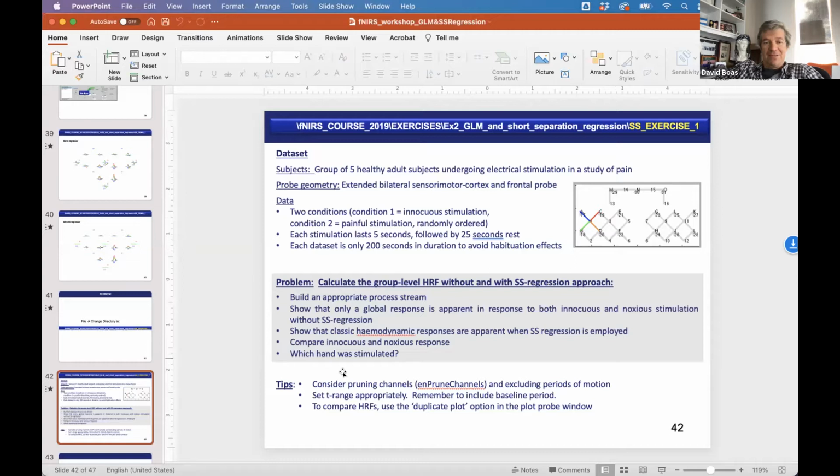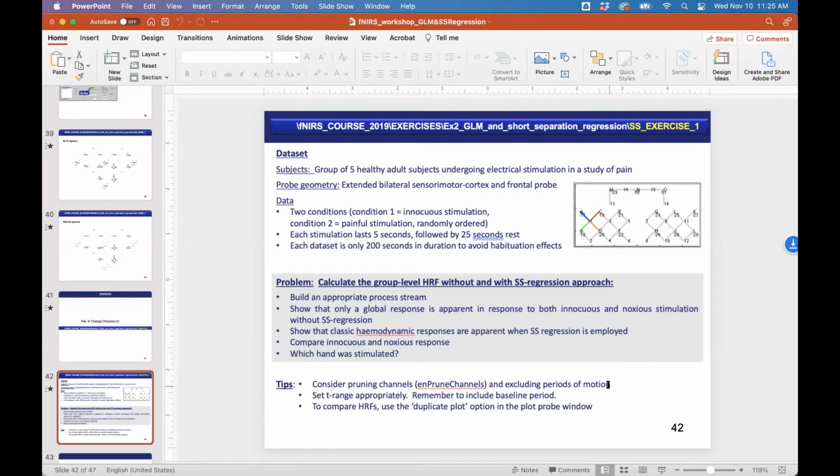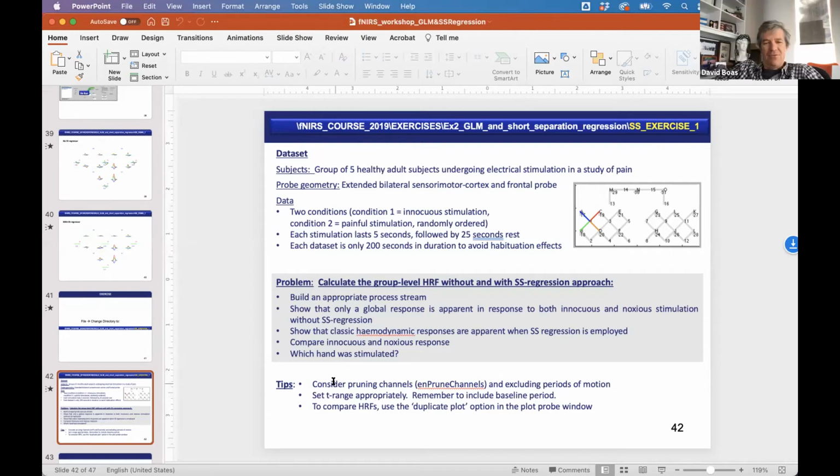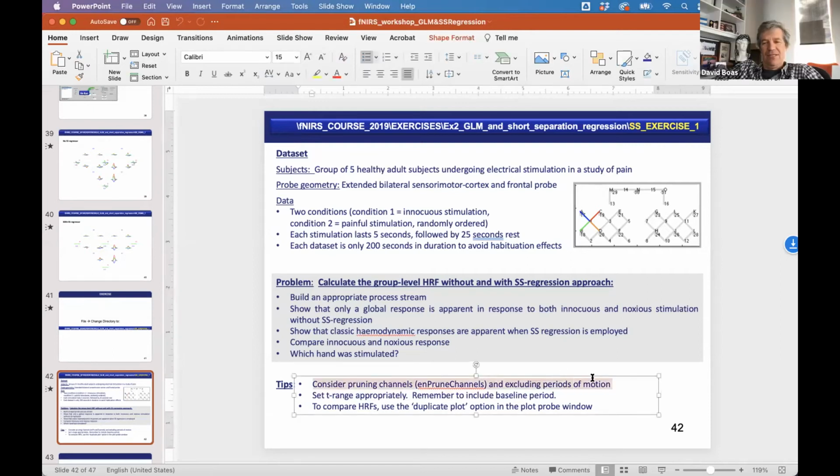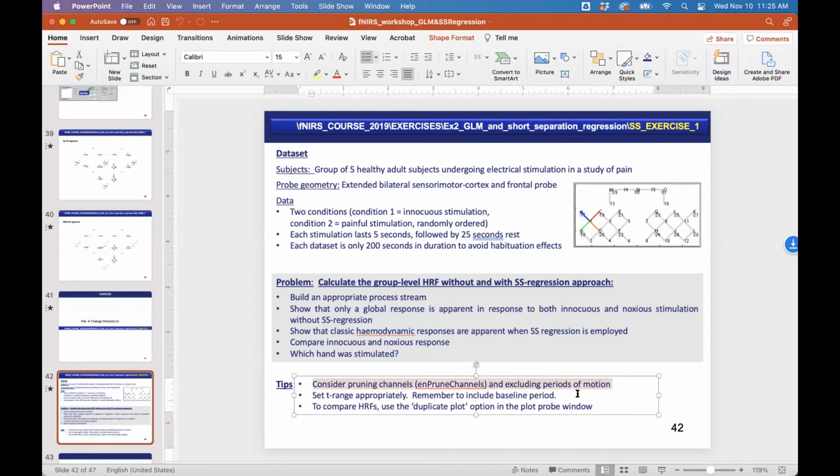These tips, interesting, we didn't cover this. Miriam, is this important? Prune channels and excluding periods of motion? For the group level, probably it wouldn't matter. When we look at the group level, we will see the effect of short separation. We didn't really discuss this, so initially, I don't think you have to worry about that.